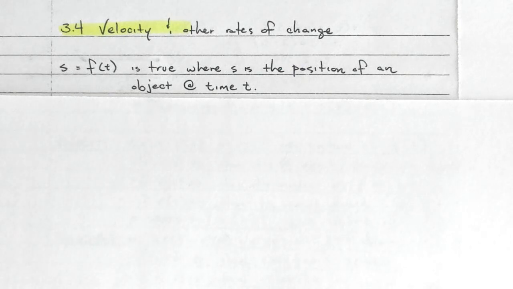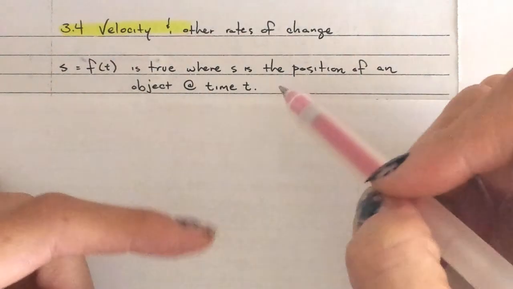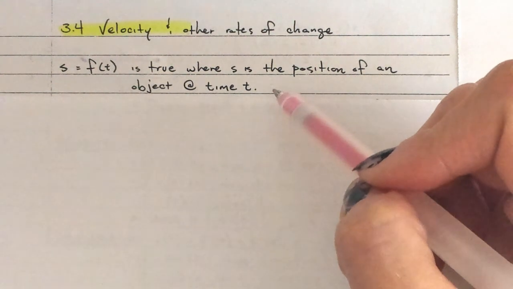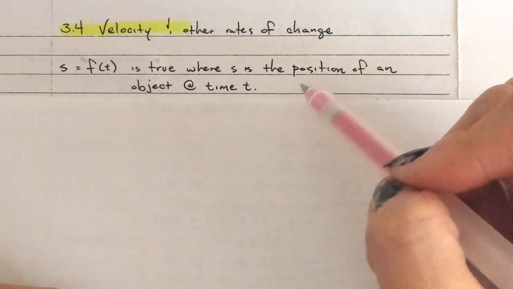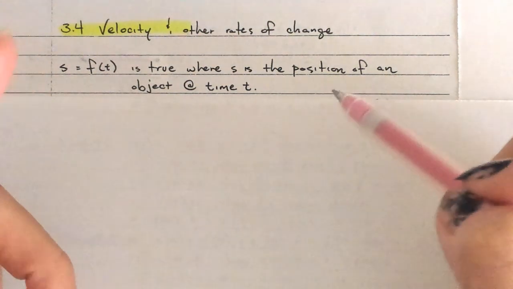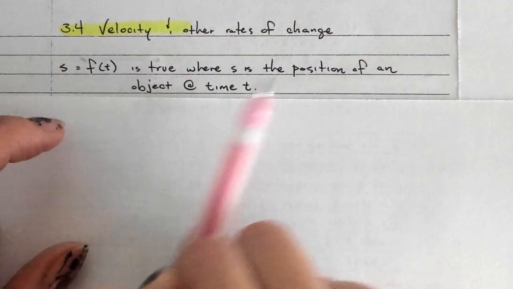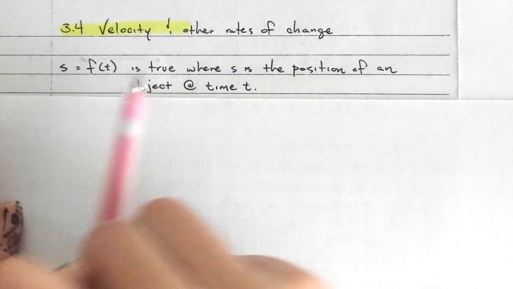All right, guys, 3.4 velocity. So this is the first section in calculus where you're going to do some sort of calculus. You're going to find derivatives or whatever it is, and that's going to help you solve some real life situations, okay? So first of all, let's say you have this formula that's for position.